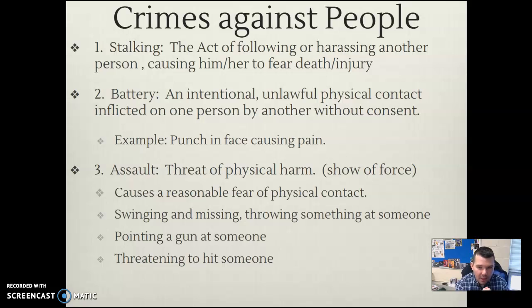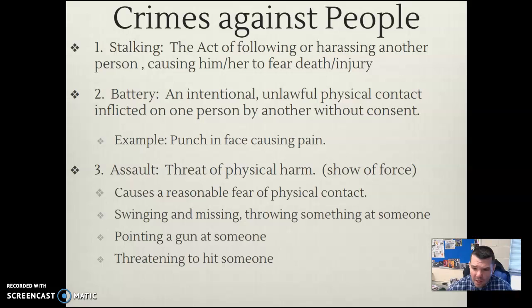Battery is the physical contact that is inflicted on one person by another without their consent. So a punch in the face causes pain. You'd be charged with battery. So it has to be a contact, an intentional act, an unlawful physical contact. So example of this, I don't know if you guys saw this in the news this morning.